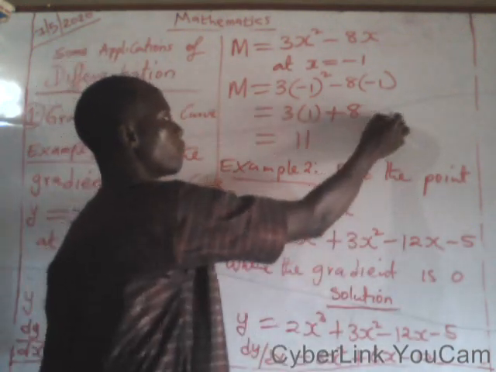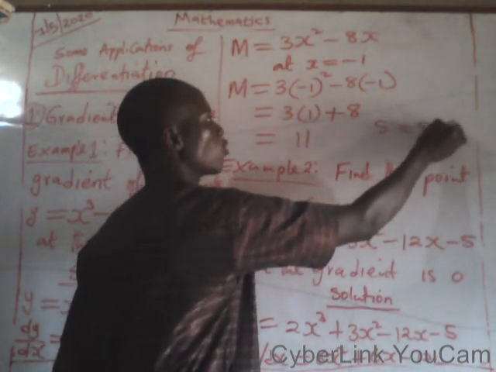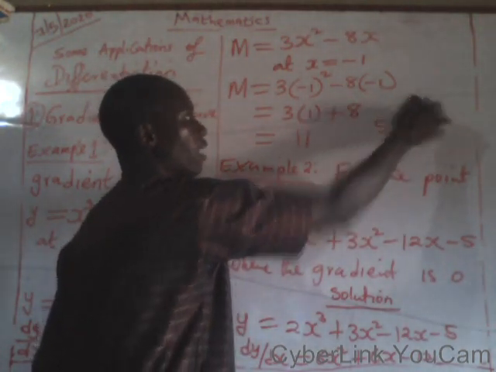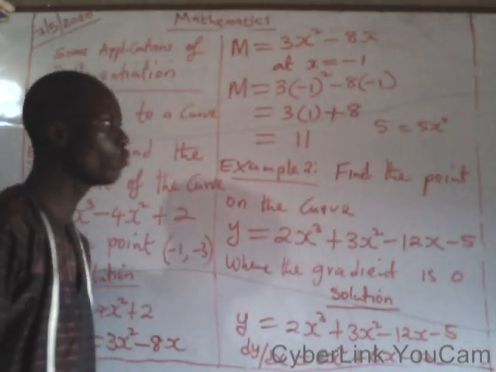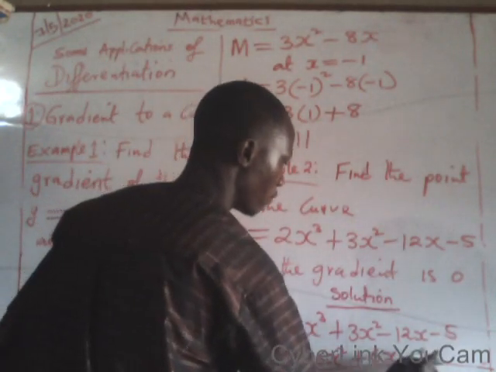Because when you have 5, it is the same thing as 5x raised to power 0. And by the time you differentiate, you have 0 times 5 times x raised to power 0 minus 1, and everything will be 0. So the derivative of a constant is 0. So this is what we have.